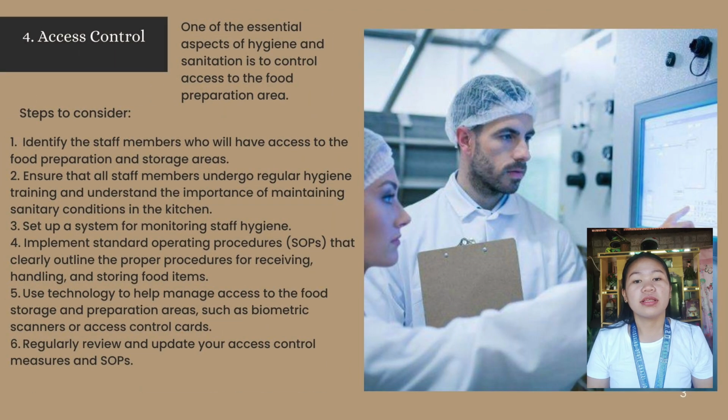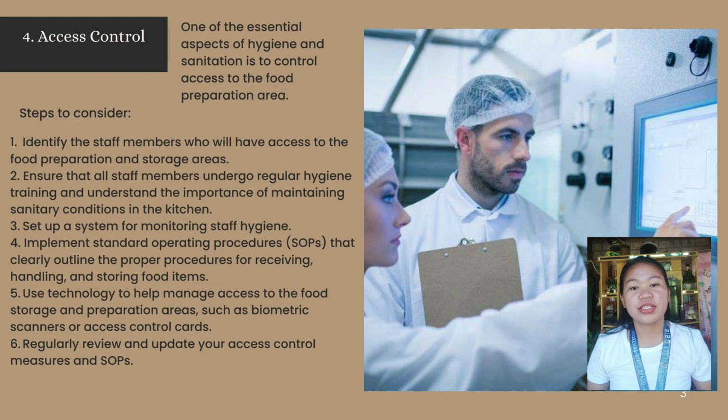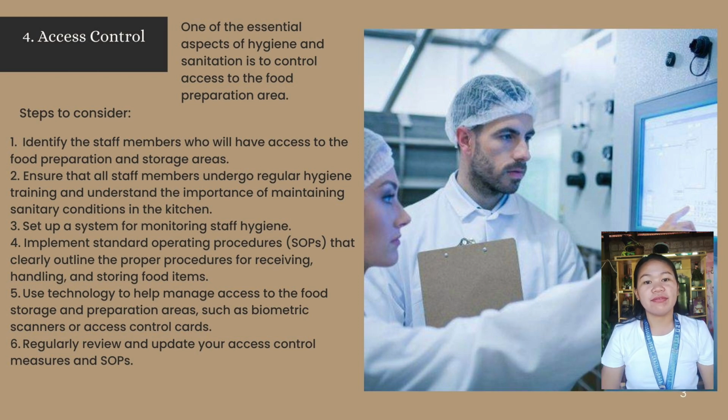The fourth key point is access control. One of the essential aspects of hygiene and sanitation is the control of access to the food preparation area. The premises should have a proper system in place to ensure that unauthorized personnel cannot access the food handling area. To design access control for food service observing proper hygiene and sanitation, you need to consider the following steps.